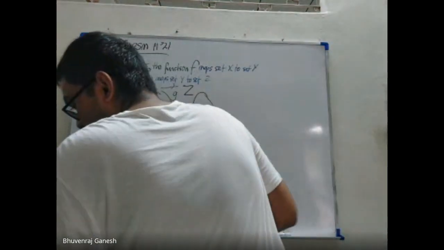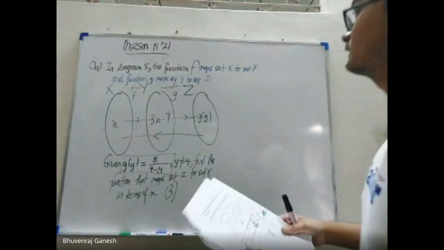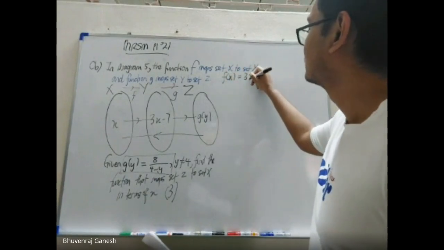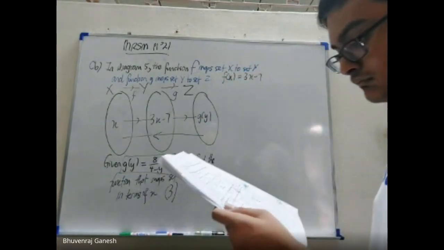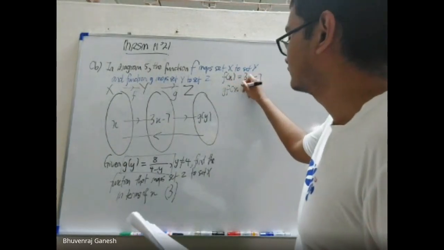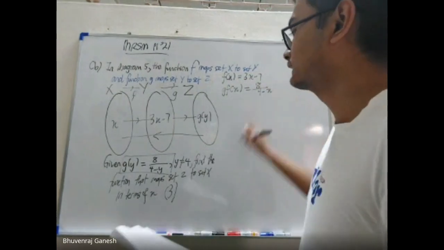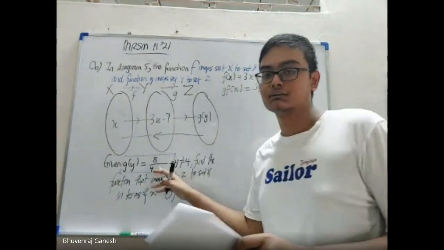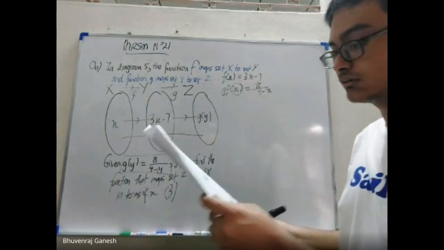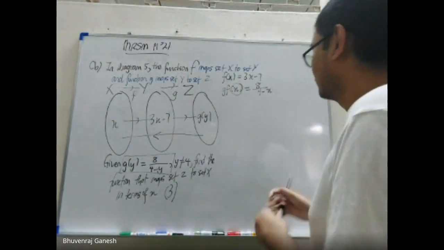So how you're going to do it is, first of all, you can write out f(x) is 3x minus 7. And we know that g(f(x)) is 8 over 4 minus x. So in this case, you can change the 4 minus y to 4 minus x because we are using x as an object for the composite function. So we have the chance to do that.